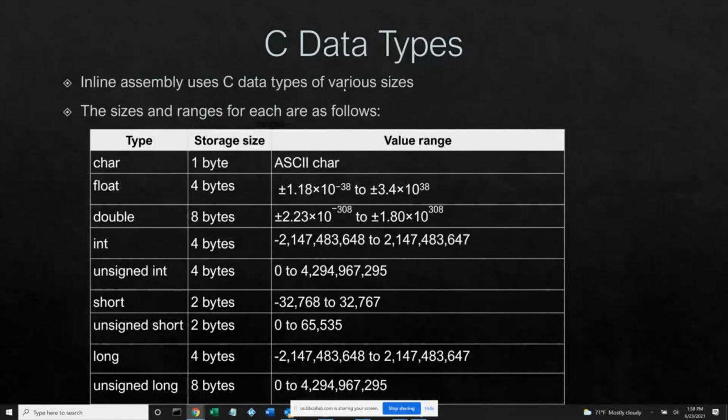Now we're going to be working with inline assembly. The way inline assembly works is you actually use the variables that are set up using C data types. There are a bunch of different types that represent a whole bunch of different things. The char is short for character. That's 1 byte, and that's an ASCII character.